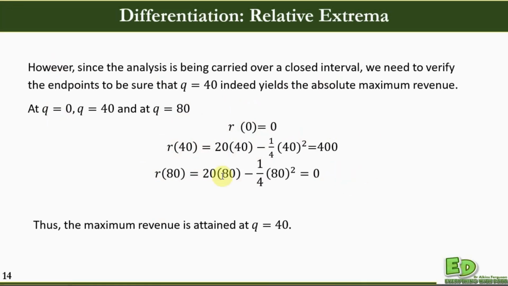You see, it's simply telling us that after considering all the extreme values, the maximum point is at what? To produce a quantity of 40 units to achieve the highest revenue. So thus, the maximum revenue is attained at quantity 40. So it means that as a producer, if you produce more, it doesn't mean you're going to attain the highest revenue, right?